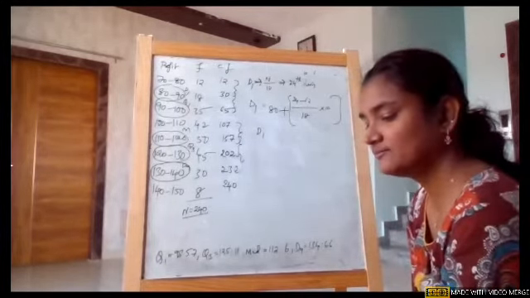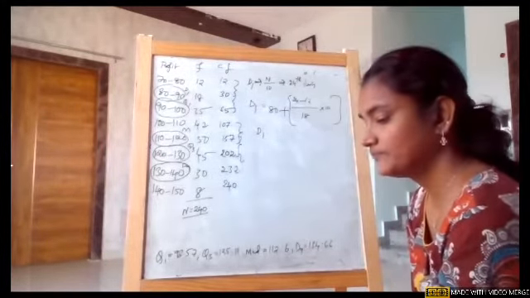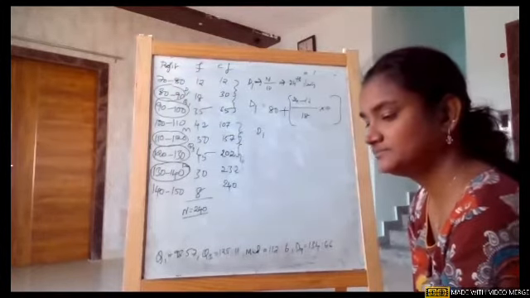24 minus 12 divided by 18 into 10 plus 80.